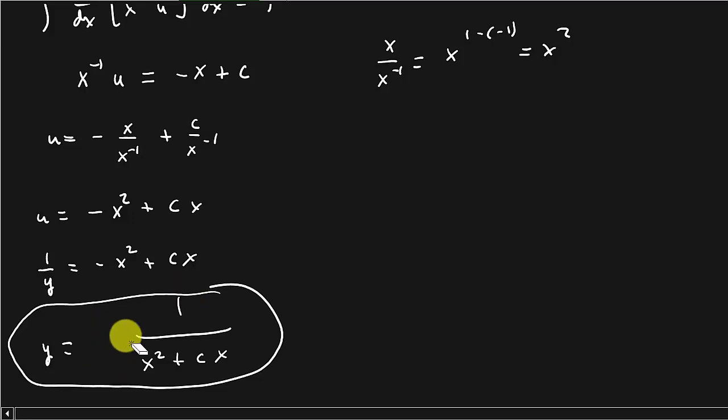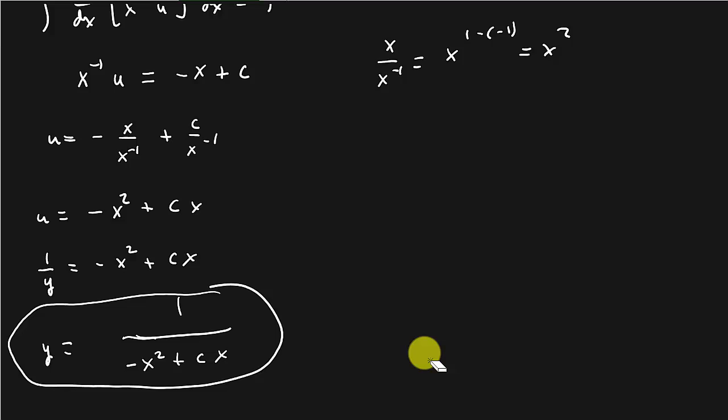Whoops, no. I can't put that negative out there. I mean, I could put the negative out, but we would have to write it like that if we put the negative out there. So we just leave the negative there with the x squared. All right, so that's not too bad.